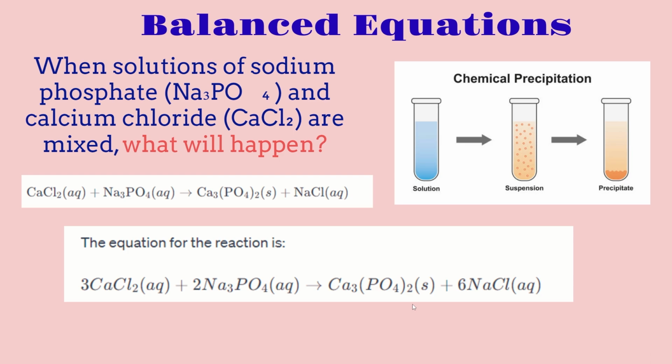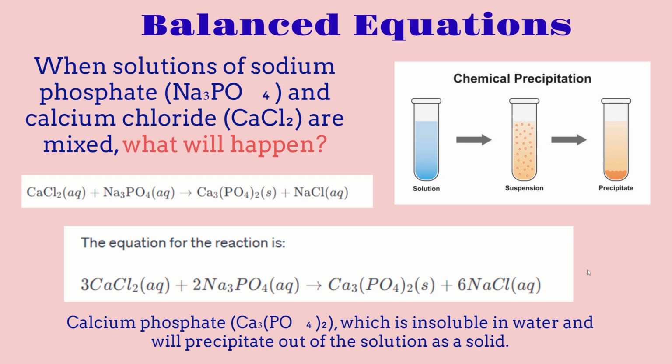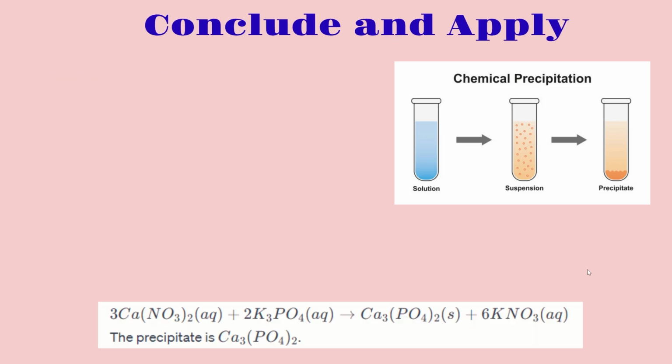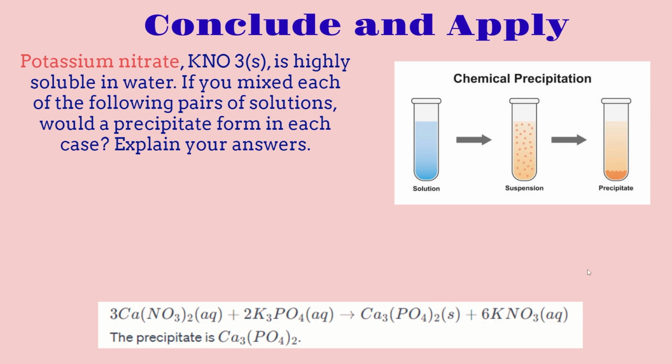So this is also how you can balance equations. So basically, the calcium phosphate, which is Ca3(PO4)2, is insoluble in water, and it will form a precipitate out of the solution as a solid. So now to conclude and apply, potassium nitrate, which is KNO3, is highly soluble in water.